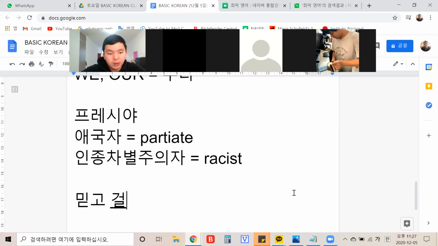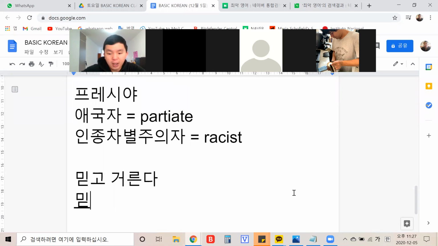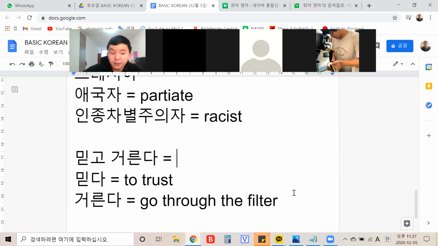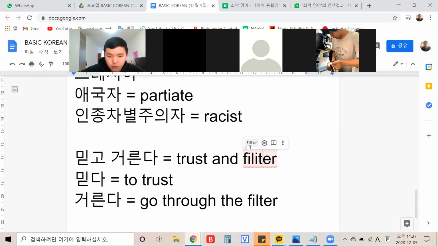믿고 거른다. It's from the verb 믿다, which means to trust, and 거른다, which means simply to go through the filter. It's a verb meaning. So 믿고, this 고 meaning is 'and', which means naturally trust and filter. Trust and filter.